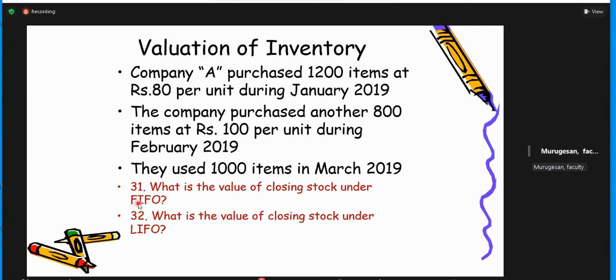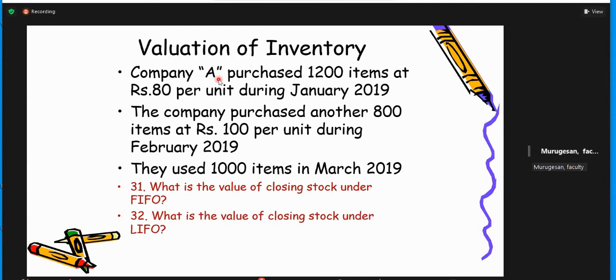But some American and many Japanese companies use the LIFO method. LIFO means last in, first out: whatever latest stock they acquire, they will use first in production. Sometimes they will ask how to value under the FIFO method and how to value under the LIFO method. I have given just two questions. Now let us note down the question.